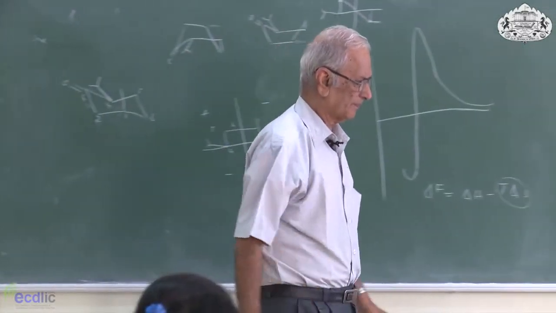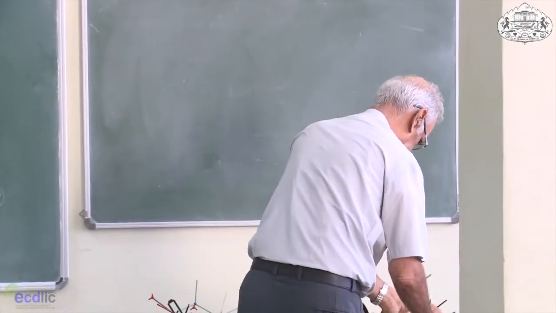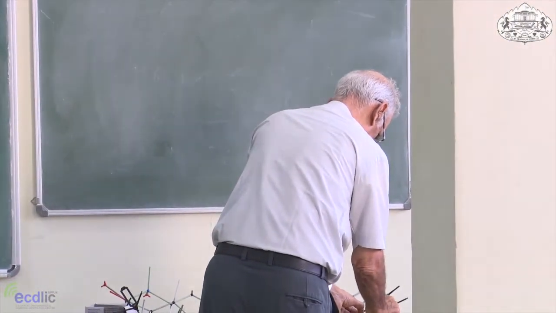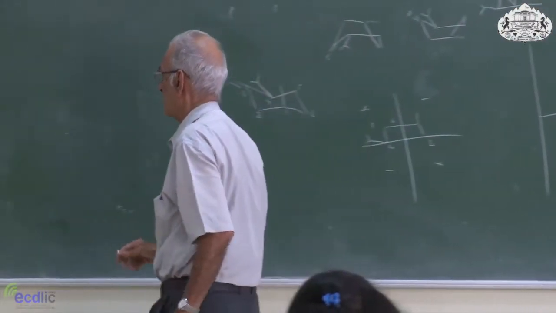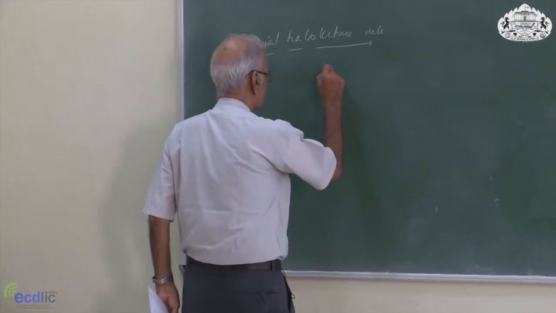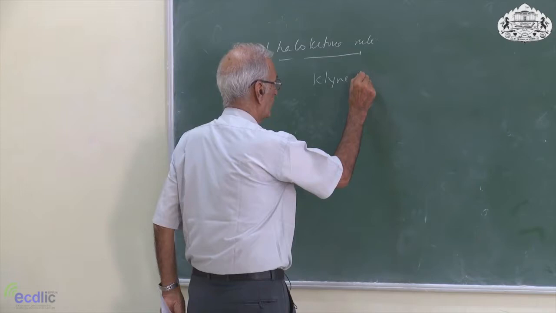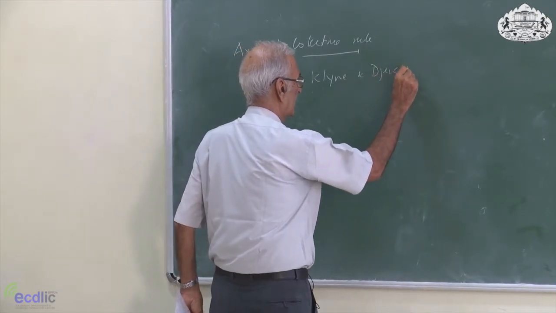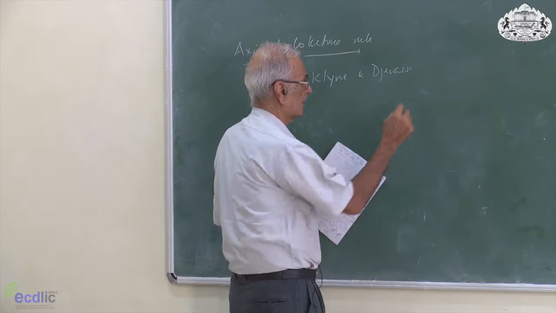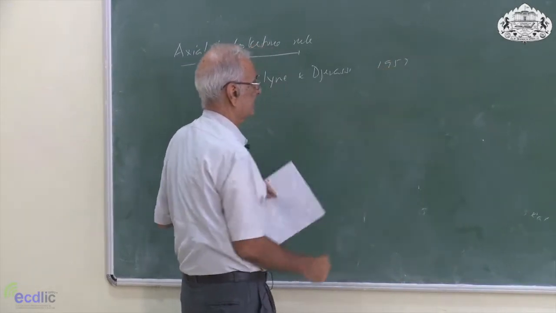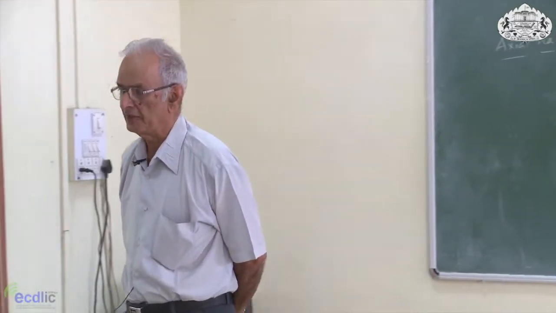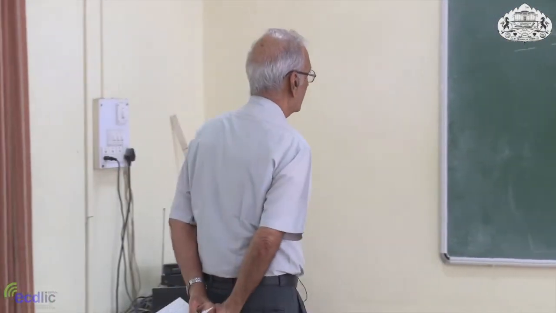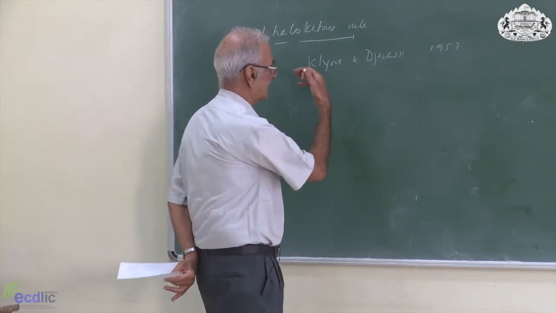So, we now look at this. All right. We said last time that the axial haloketone rule came before the Octant rule. The axial haloketone rule, 1957. The Octant rule, 1961. Okay. So, what was this axial haloketone rule?